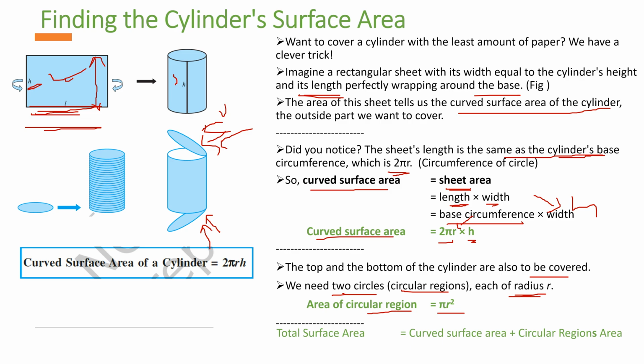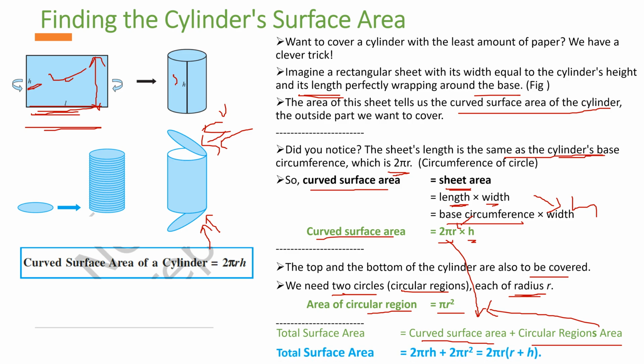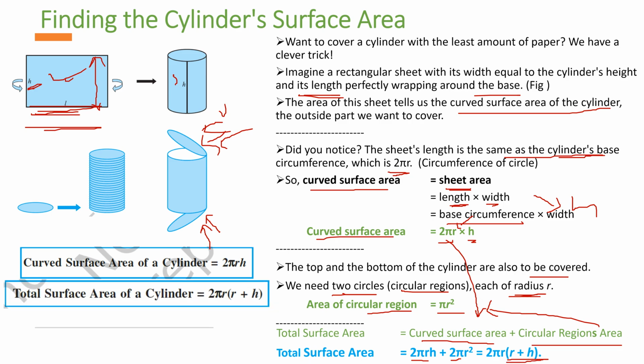Now total surface area is equal to curved surface area, which is this one, plus 2 times the circular regions' area. Clear, right? How much is it? Curved surface area is 2 pi r h, and the circular regions are 2 times pi r square, which is 2 pi r square. If you take 2 pi r common, we have r plus h. This is the formula. So total surface area of a cylinder is equal to 2 pi r times (r plus h). Now it's very clear, right? Remember, r is the radius of the base, h is the height of the cylinder.